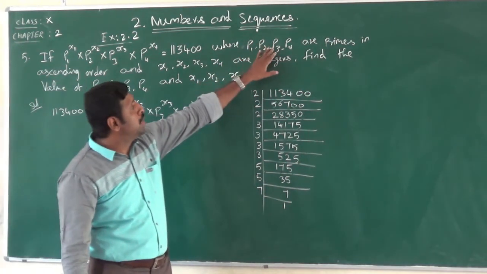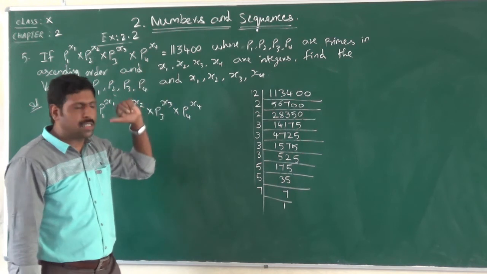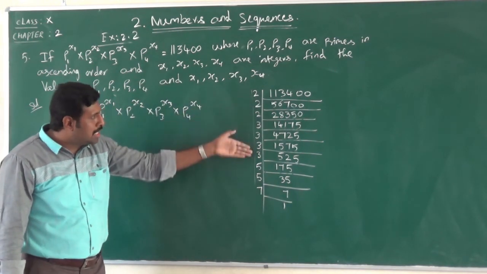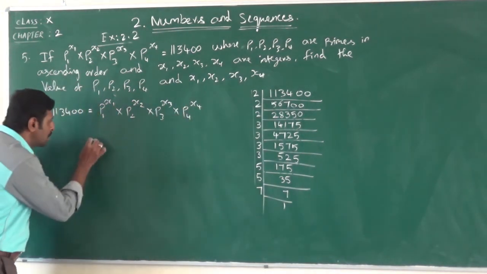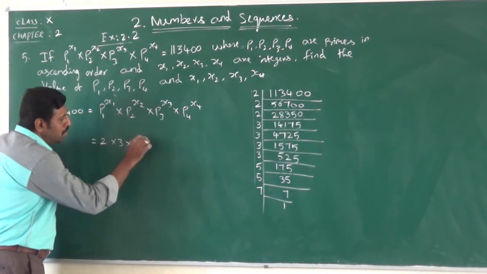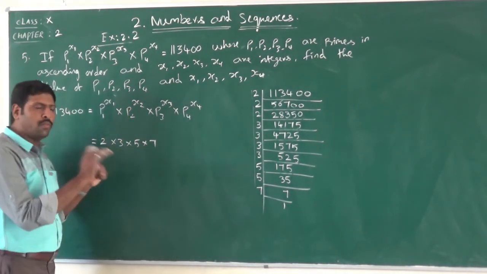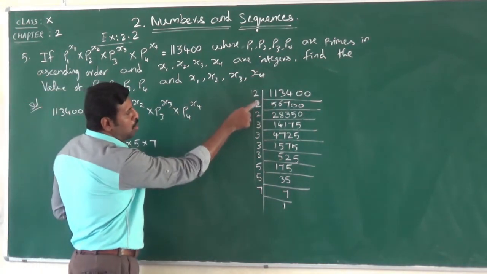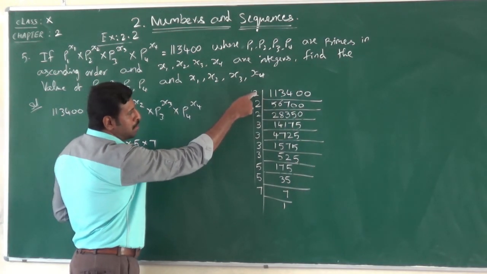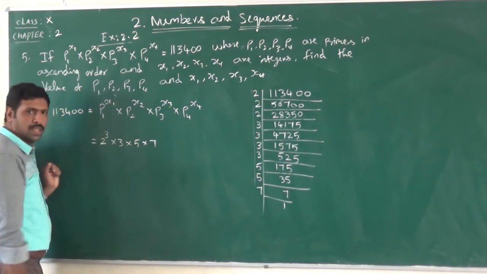Here p1, p2, p3 are the prime numbers, and then x1, x2, x3 are the integers, right? So we have arranged them in ascending order. So this term can be written in the form of 2 into 3 into 5 into 7. So only we have 2, 3, 5, 7 only, right? Now we have to find out the powers. 2 is appearing 3 times, 1, 2, 3. That is 2 power 3.